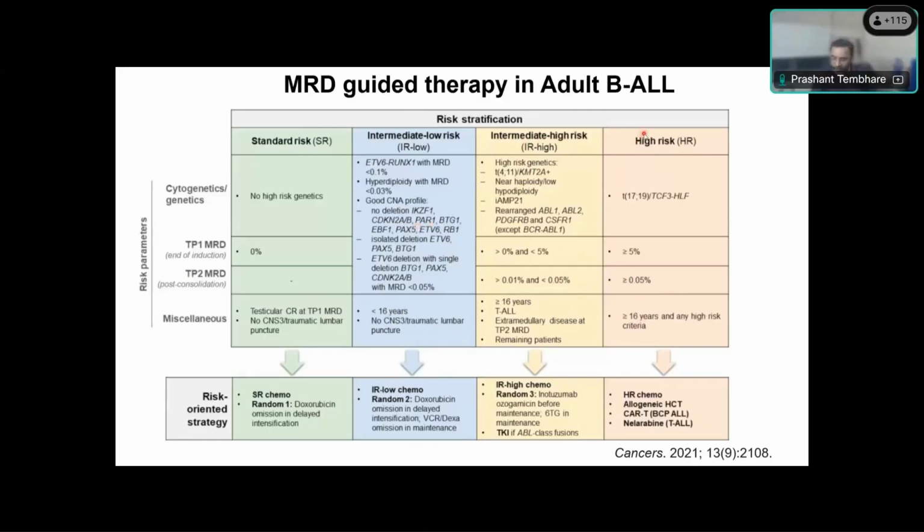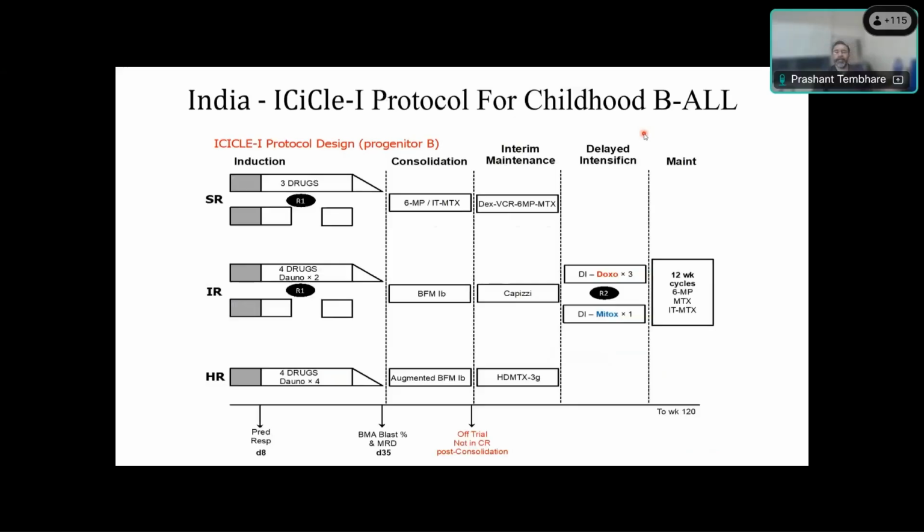MRD based treatment protocol. Similarly, in India also we have an MRD based treatment protocol called the ICiCLe protocol. This is predominantly focused on pediatric patients, where we categorize based on the MRD. If the MRD is positive at the end of induction, these are considered high risk. And if the patient is high risk, then they are divided into two types of arm treatment, and they are given the intensive treatment. If the patient's MRD is negative, then it is considered standard risk, and they are given less intensive treatment so that we can avoid the treatment related mortality and morbidity.